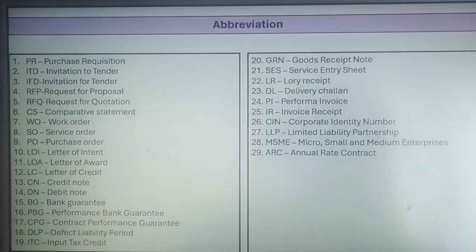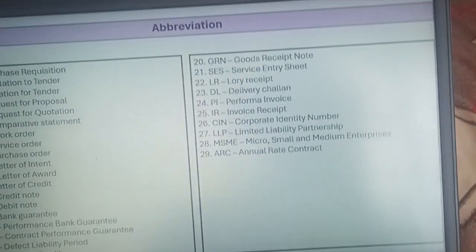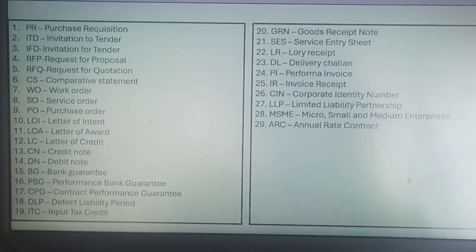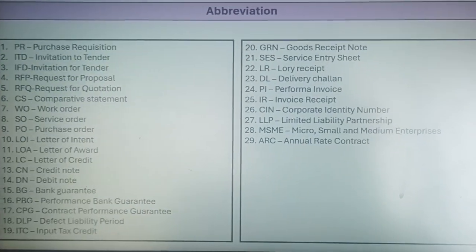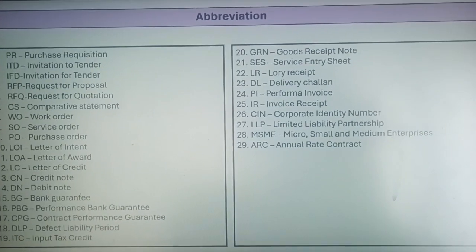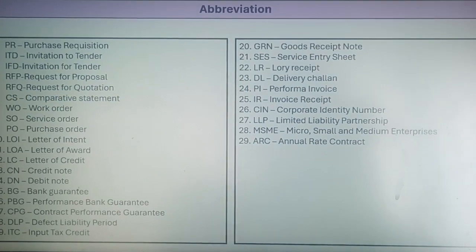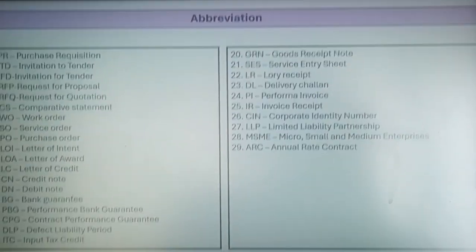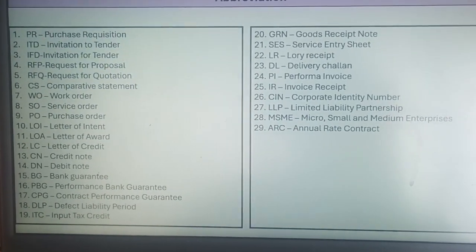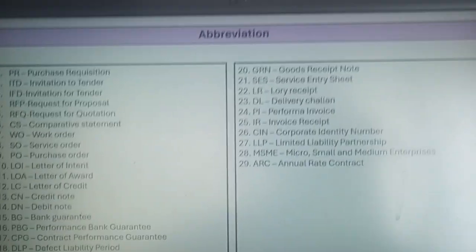Then ARC, annual rate contract. It is also a crucial point for a commercial person. This term is used for items which are regularly consumed every year. For example, various IT systems like biometric systems, firewall systems, and CPBX systems, when your office increases. Another example is safety related items like PPEs or fire extinguishers.